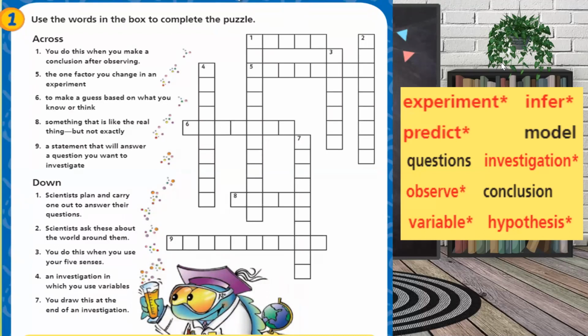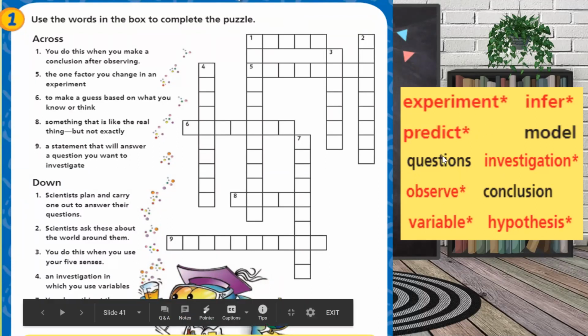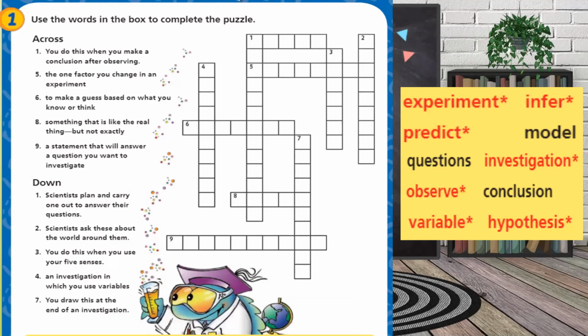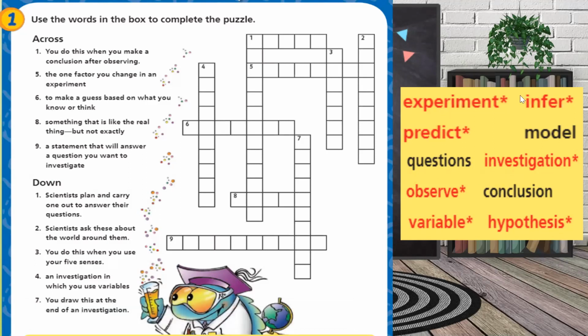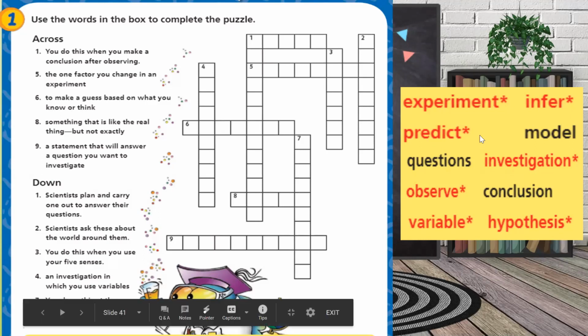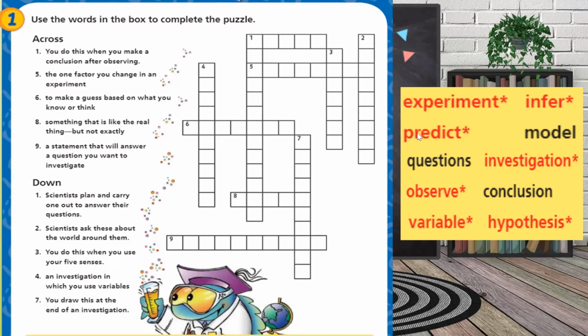Over here, we have words. Can you see the yellow box? Yes, I see the yellow box. The yellow box on the left has some words over here. You have vocabularies: experiment, infer, predict, model, questions, investigation, observe, conclusion, variable, hypothesis.